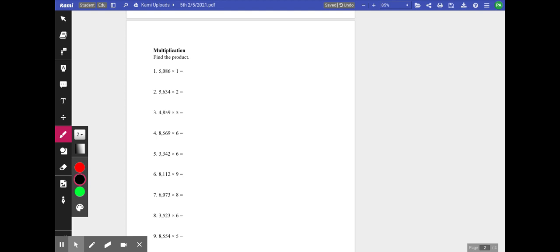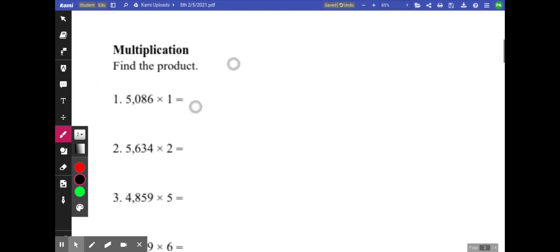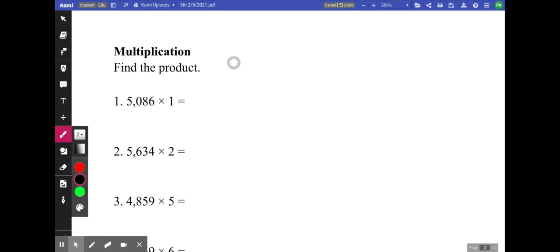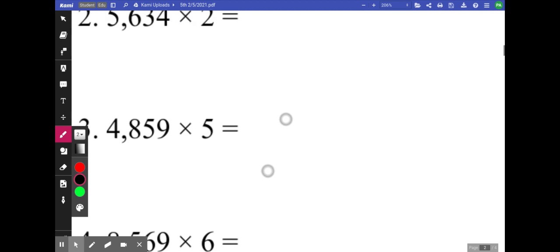Next, multiplication. So this is probably a lot easier than multiplying decimals. However, this does have bigger numbers. So it's just multiplying. Number 1, obviously, anything times 1 is just that number, which is 5,086. Let's do number 3.